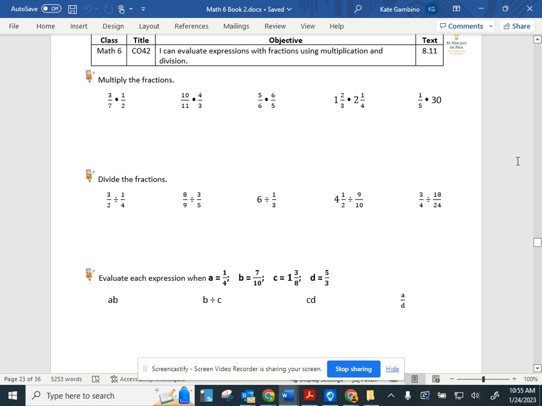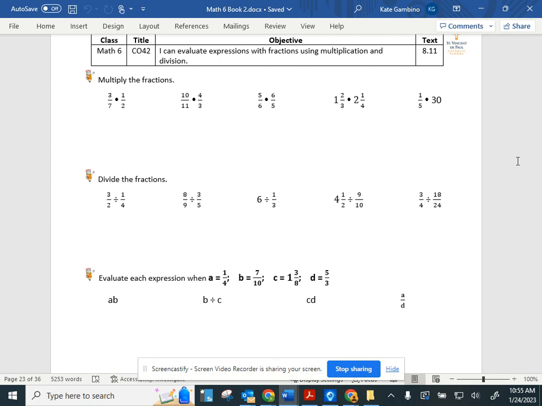Good morning. Today we are continuing with evaluating those expressions. Yesterday we did adding and subtracting the fractions. So today we are doing multiplying and dividing fractions.